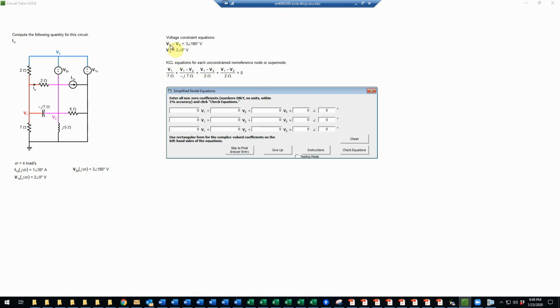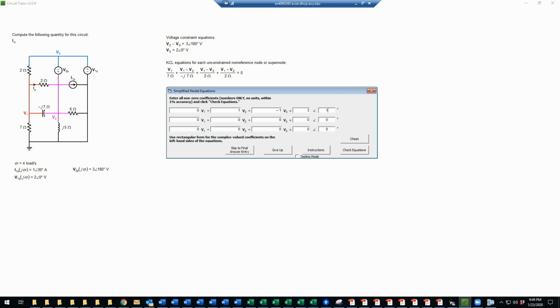Okay, so the first equation is fairly simple. It just says V2 minus V3. So V2 will have a coefficient of 1, and V3 will have a coefficient of -1. And of course there is no V1 there, so that has a coefficient of 0. And then the constant on the right-hand side is just going to be 3 angle 180 degrees.